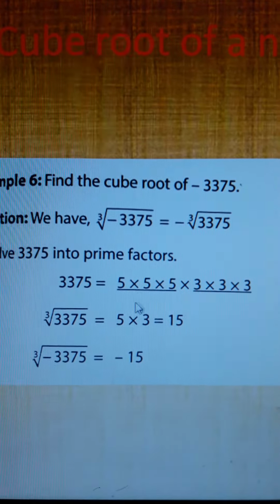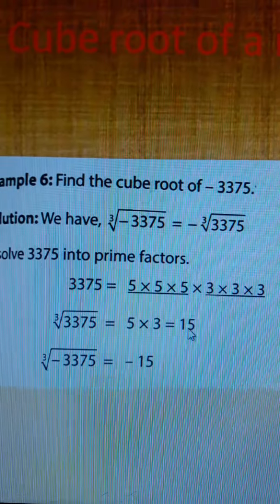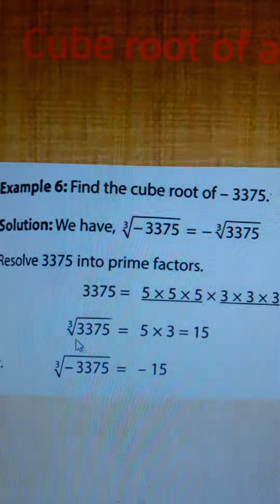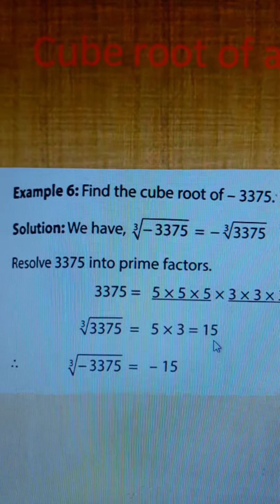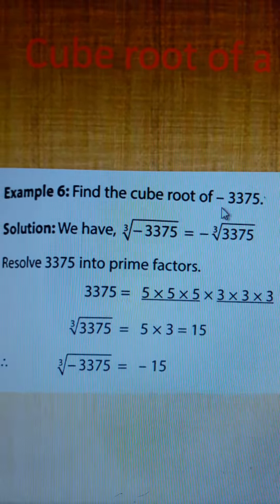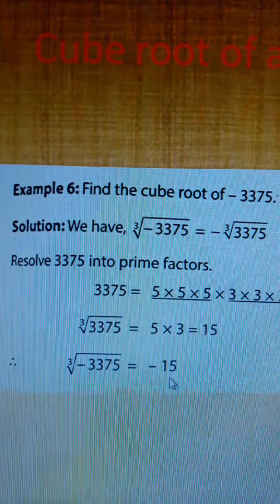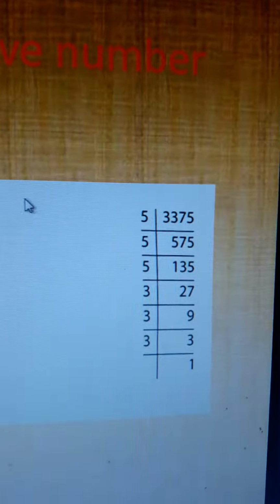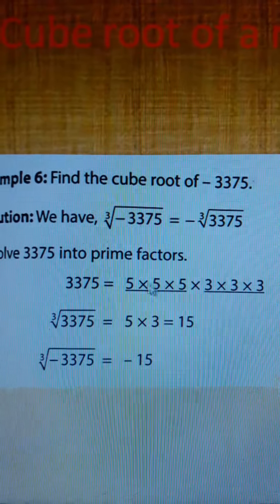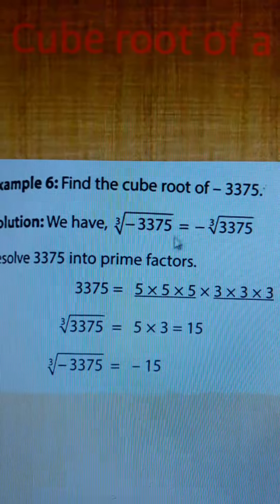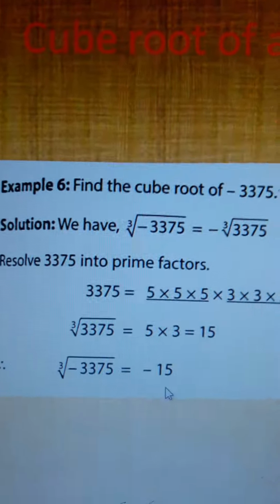So from this group we will take out 5, from this group we will take out 3, which makes it 15. So ultimately we can say that the cube root of 3375 is 15, but because there was a negative sign here, we will put a negative sign in the answer. Do take care that while doing the prime factorization or while doing any other calculation, we will not use the negative sign, but because this was a negative number, in the answer we will put the negative sign.